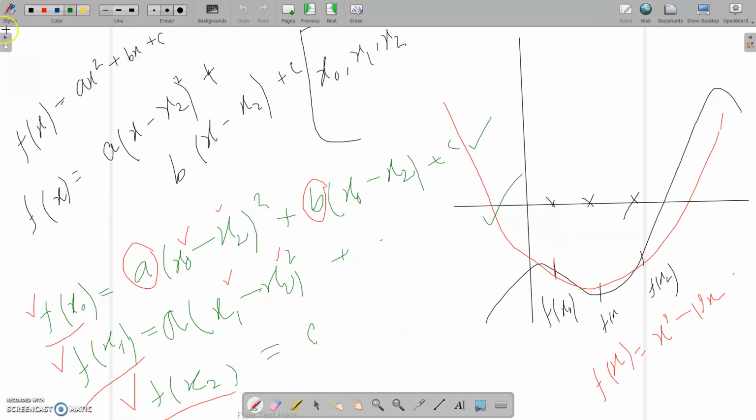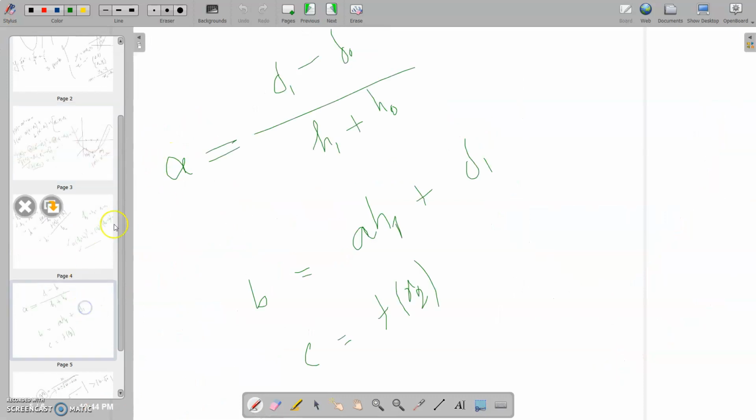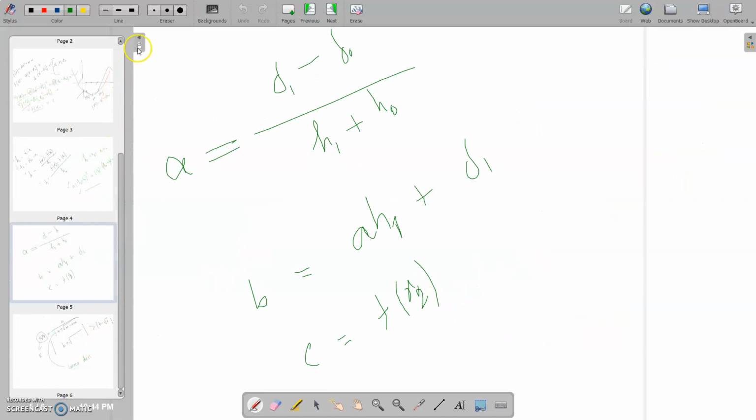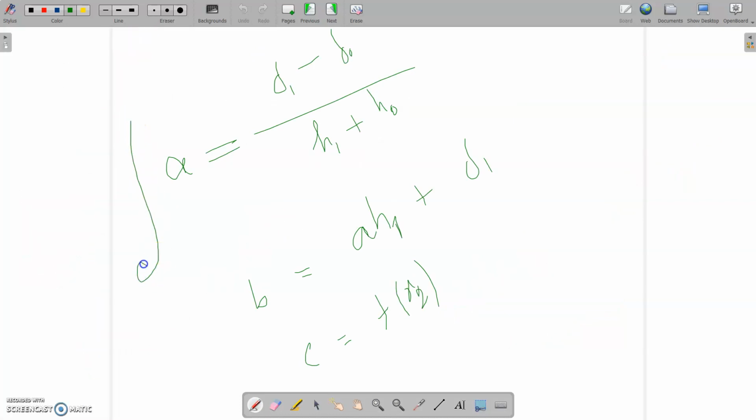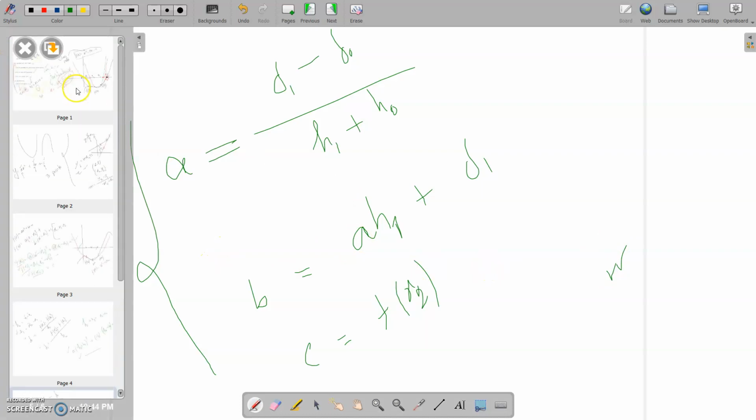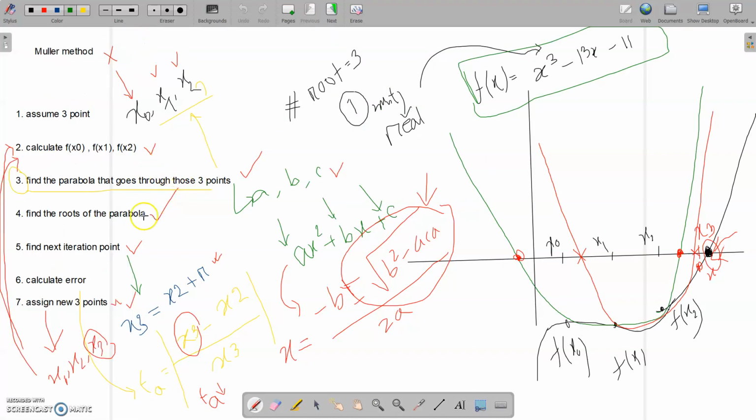Then I do some processing, define some parameters, and using those parameters I can find this a, b, and c. These three actually define my parabola that we want to find. So after this step I have the parabola. So what do we do after we have the parabola? After I have the parabola, I have to find the roots of the parabola, and you already know how to find the roots. You know this a, you know this b, you know this c.